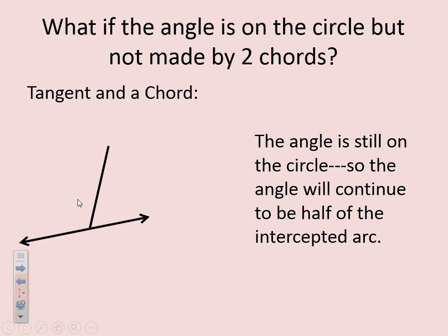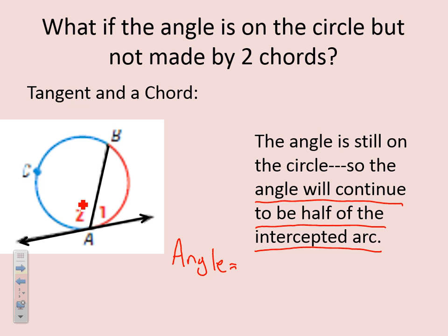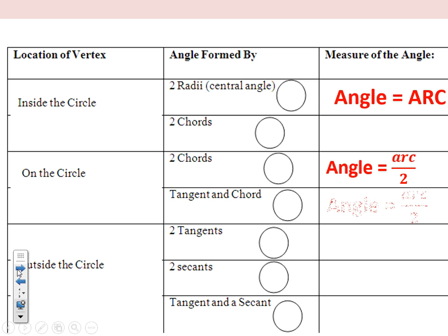Now, today, the first thing we're going to talk about is what if the angle is on the circle but is made up of two chords? So if we look at this example, you're going to want to get this in your notes. If we have a tangent and a chord, here, on the circle instead of inside the circle, the angle is still on the circle, so the angle will continue to be half of the intercepted arc. So it's going to be the exact same. Our angle is going to equal our arc divided by 2 still.